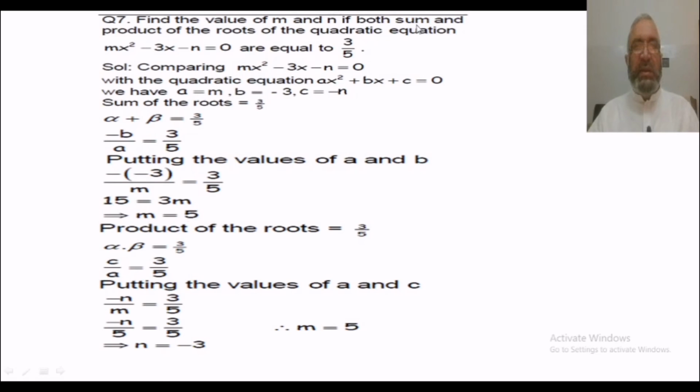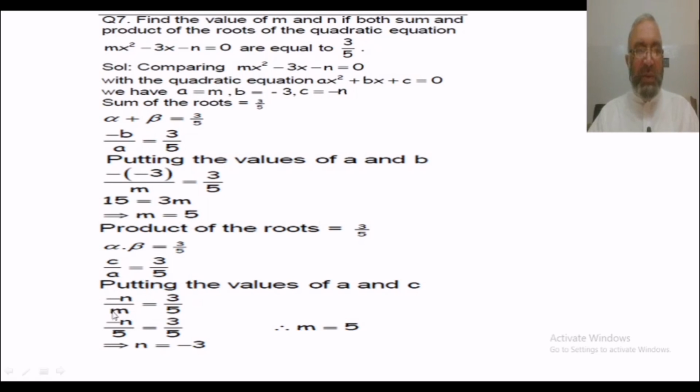Next, in the given condition, the product of the roots is equal to 3 by 5. So this means alpha beta is equal to 3 by 5. Again, the product of the roots is equal to c by a is equal to 3 by 5. Putting the values of a and c, that is the value of c is minus n, the value of a is m, is equal to 3 by 5. Again by cross multiplication or by putting the value of m, because that is known. So the value of m we have is 5.